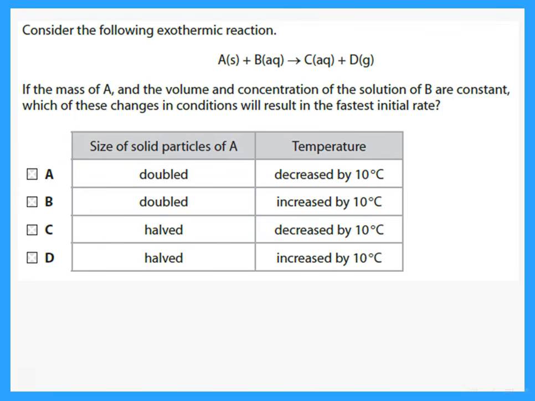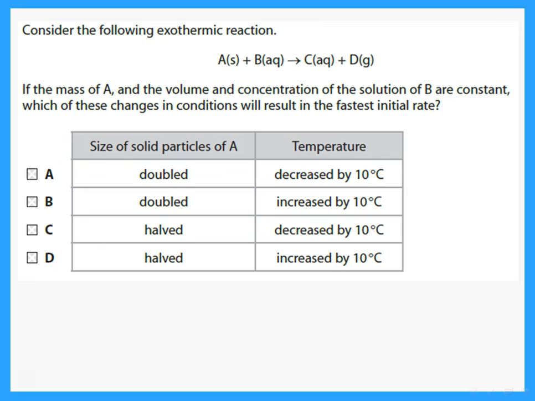Consider the following exothermic reaction. If the mass of A and volume and concentration of the solution of B are constant, which of these changes in conditions would result in faster rate? So which of these would increase the rate? Now, the size of the particles, should it be doubled or halved? If I want the rate faster, well, it should be halved. We need smaller sizes for faster reaction.